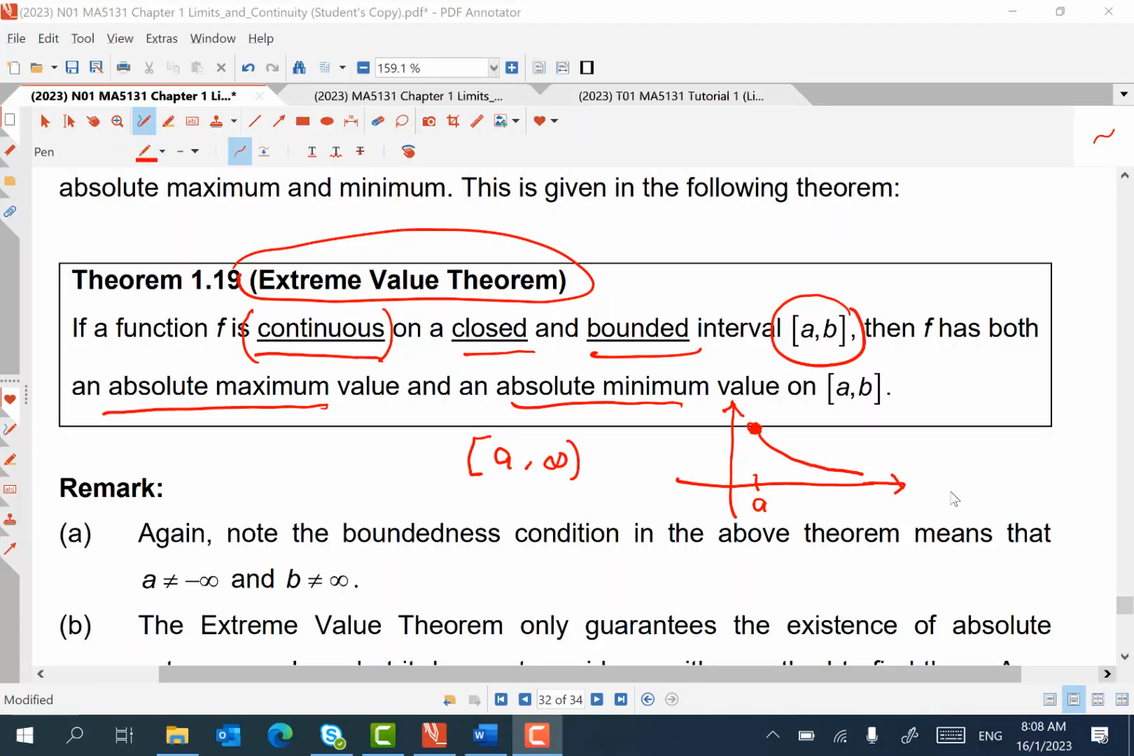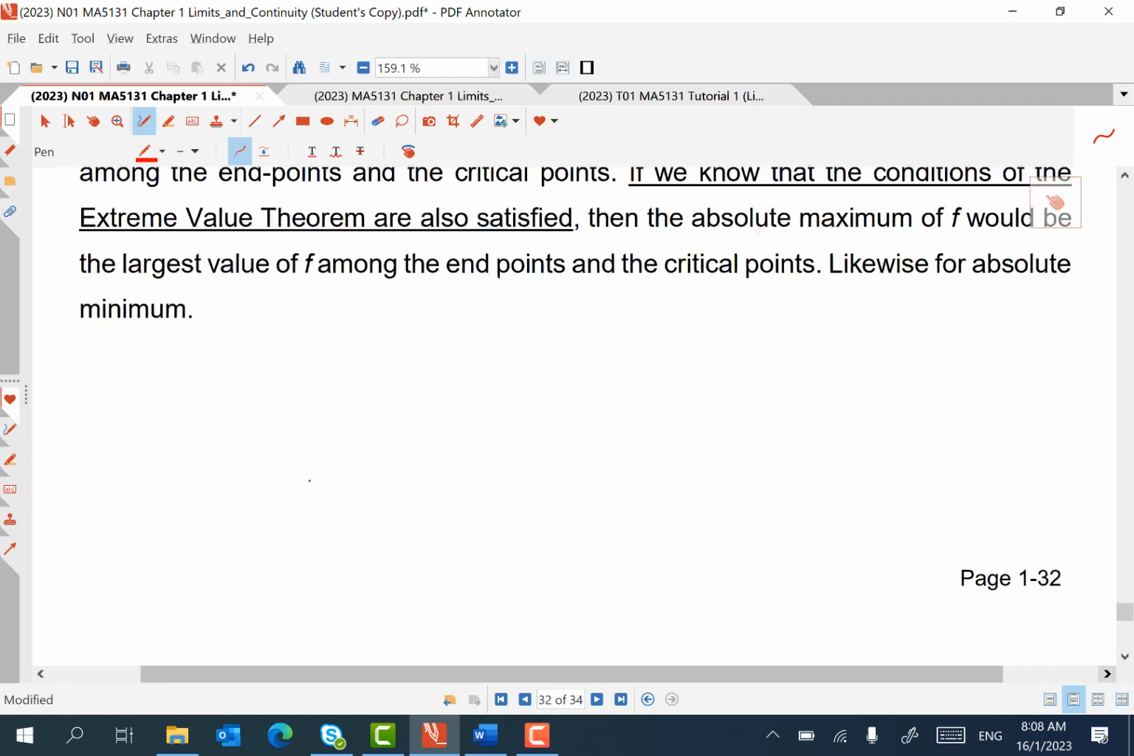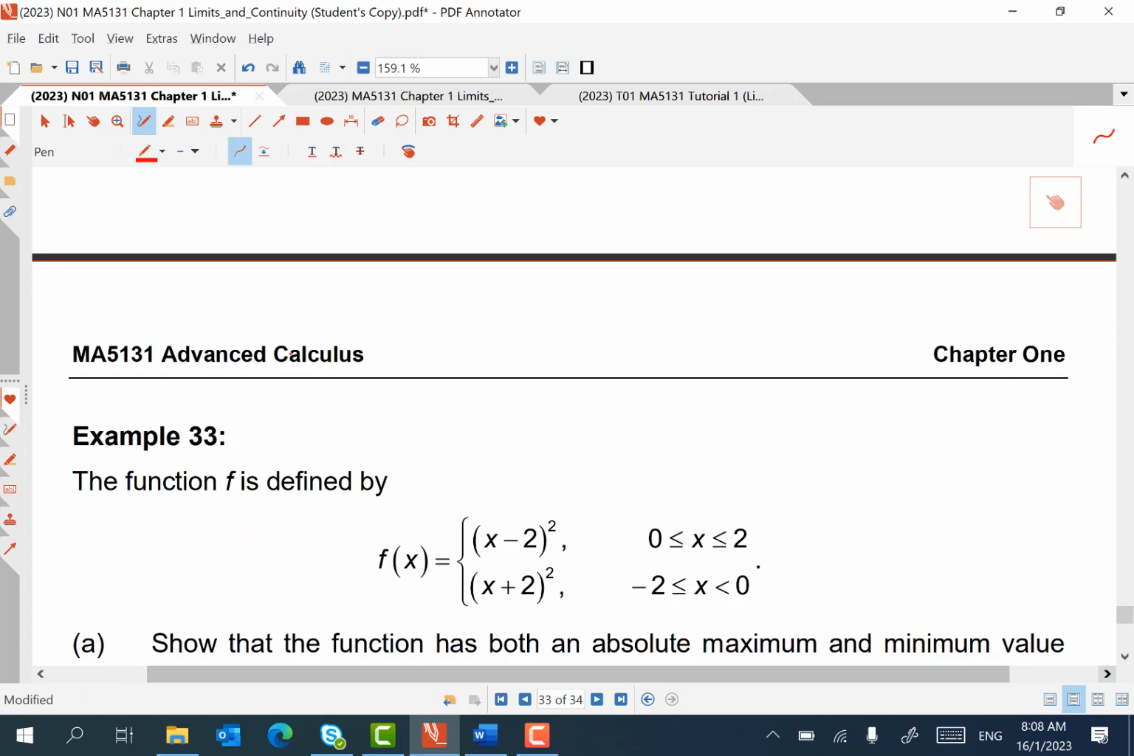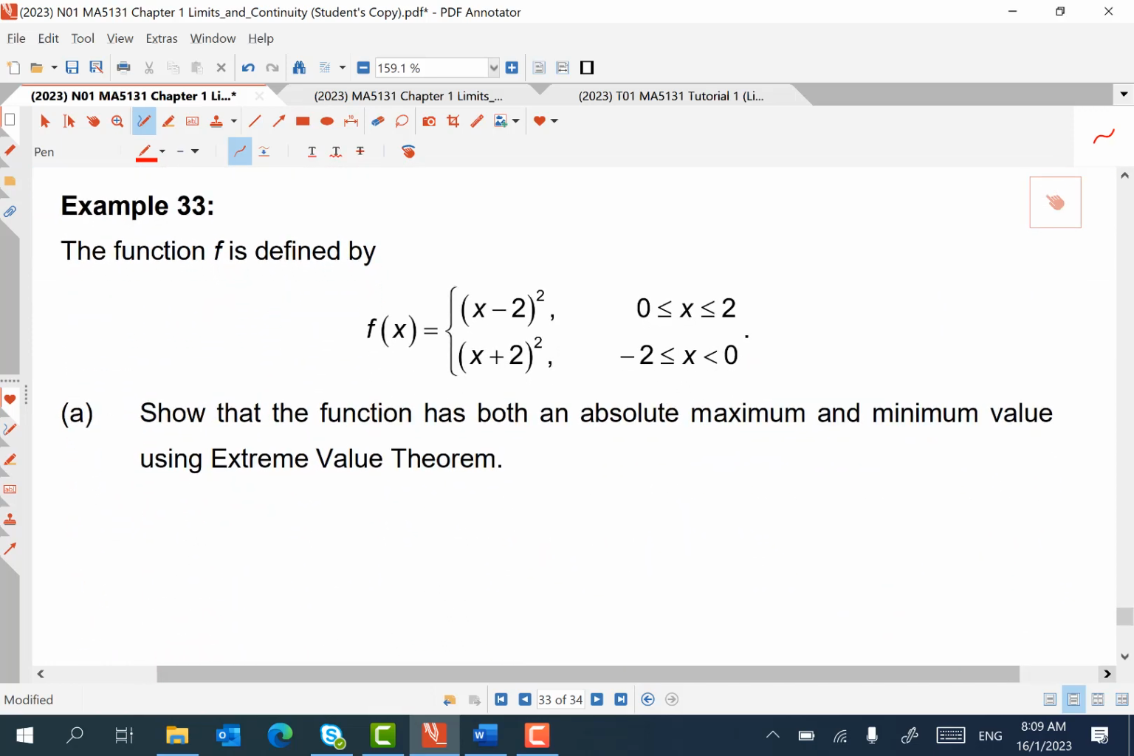Okay, class, let's begin from here again. With EVT in the background, we now want to actually embark on this question. Example 33. To show that this function has an absolute maximum and minimum, we will have to show that this function is continuous on a closed interval.